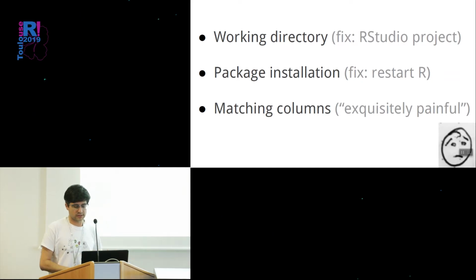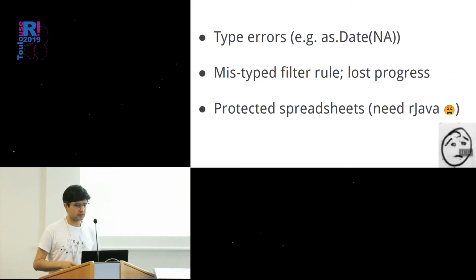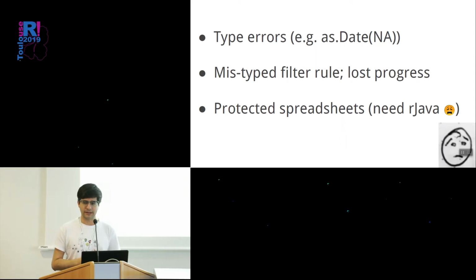DHIS2 export system. Some more difficulties that we found were type errors in the code if columns were misformatted. If the field epi mistyped a filter rule, all the data would be dropped and they have to start again. And then there were also situations where they would have protected spreadsheets in which Read Excel could not import that. And it would require a package that requires RJava, which is impossible to install on any computer whatsoever. I don't know why it exists.